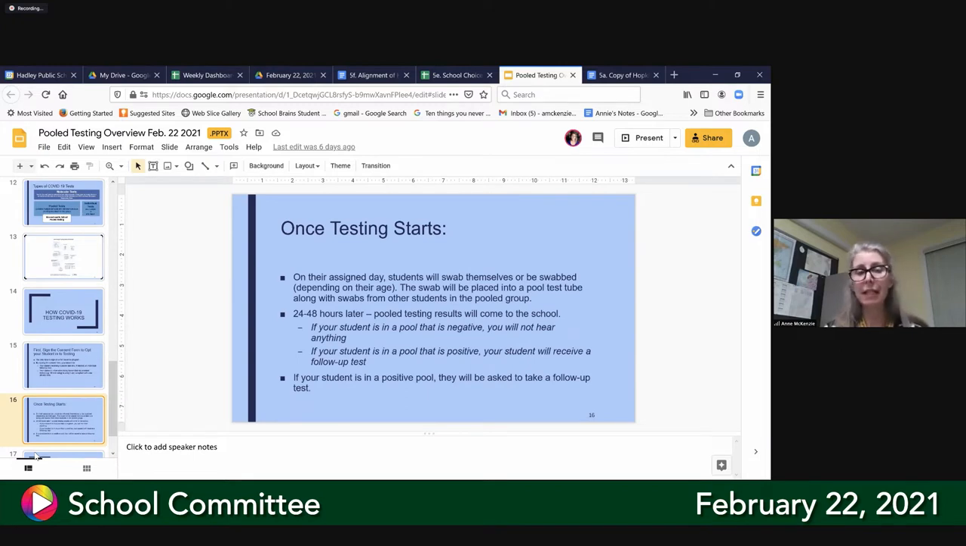And once the testing starts, on their assigned day, the students will either swab themselves or they'll be swabbed. The swab will be placed into a pool test tube along with swabs from other students in the pooled group. 24 to 48 hours later, pool testing results would come to the school via the secure electronic portal. And if a student or staff member is in a pool that is negative, you don't hear anything. If a student or a staff member is in a pool that is positive, then you're notified that you need to come in for a follow-up test.